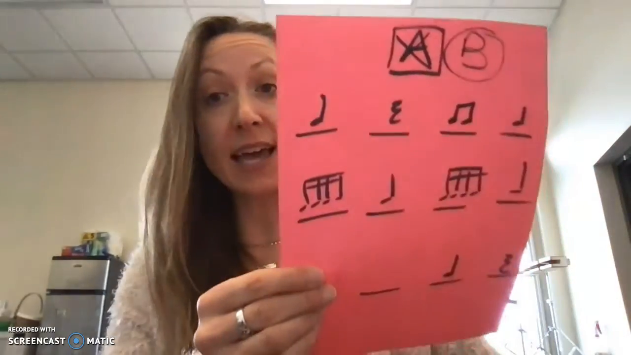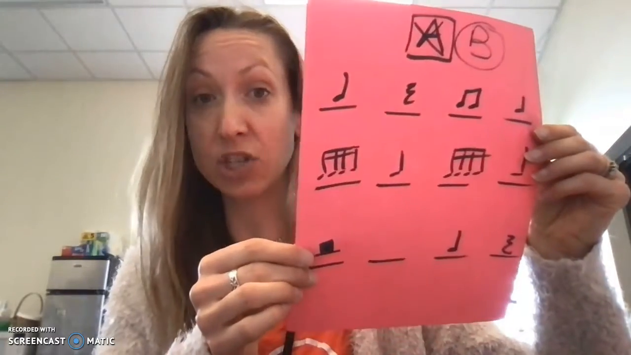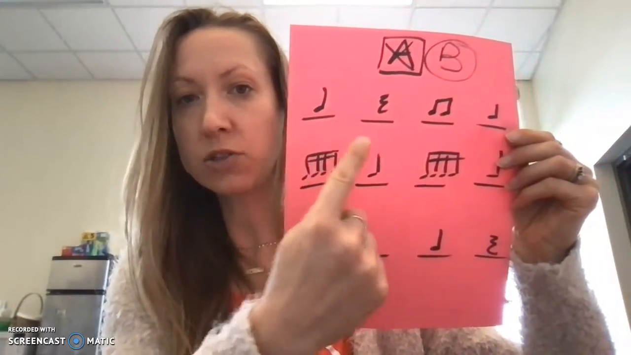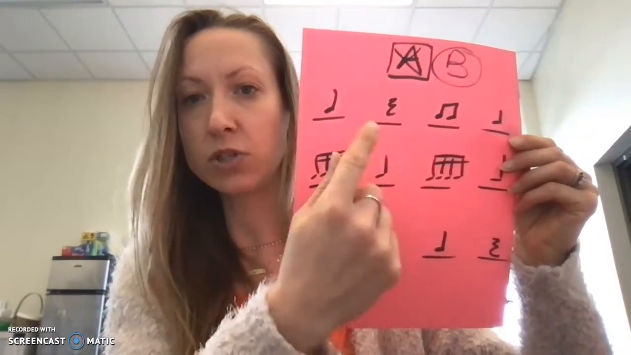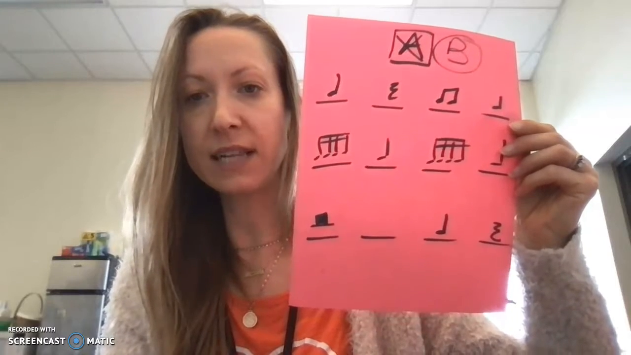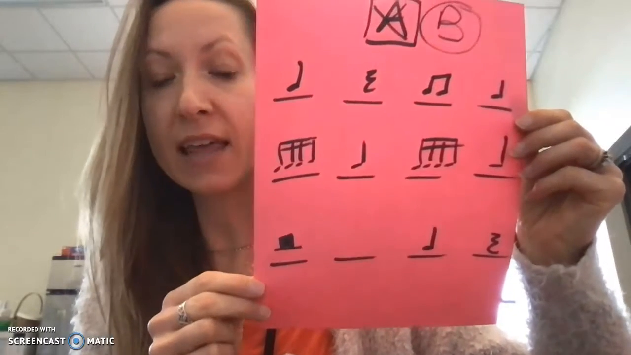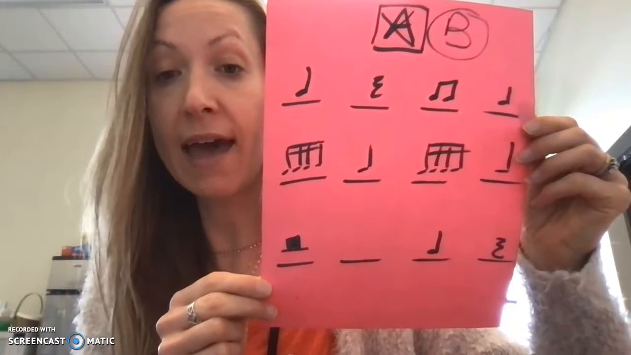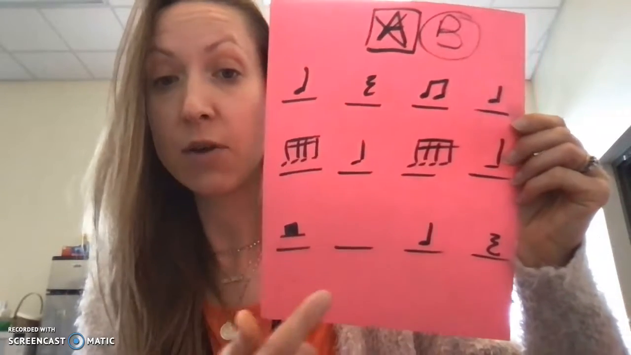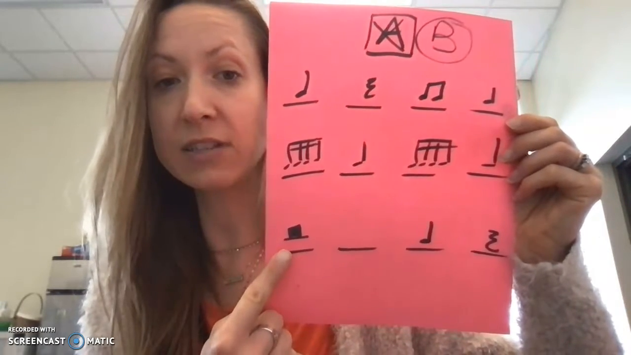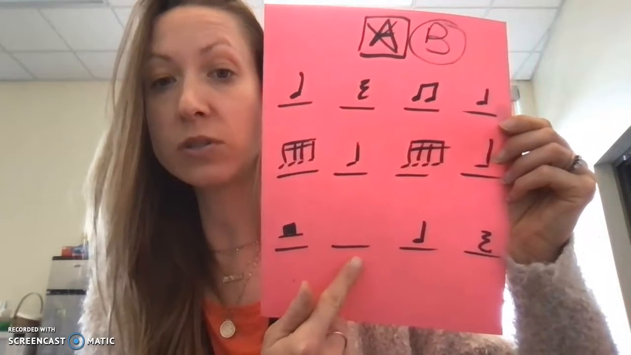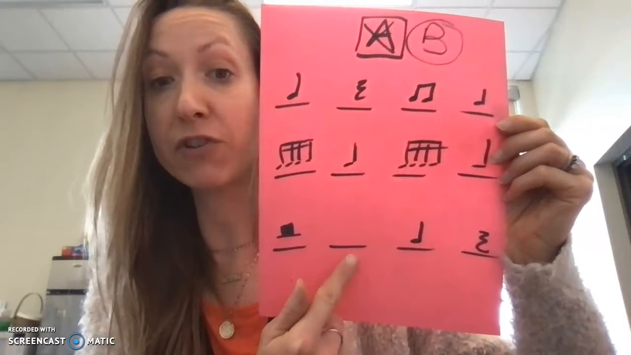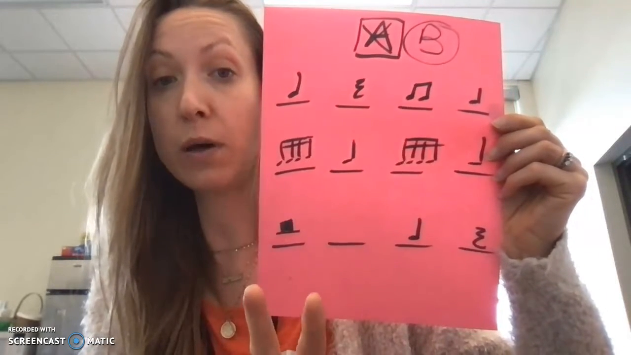Now, if you haven't done that yet, make sure you do your B section. All you have to do is draw 12 beats. 1, 2, 3, 4, 5, 6, 7, 8, 9, 10, 11, 12. And you can use eighth notes, quarter rests, 16th notes, half notes, or half rests. Remember, if you decide to do a half rest, it looks like a hat. Make sure you use this one blank after it because it gets 2 beats.